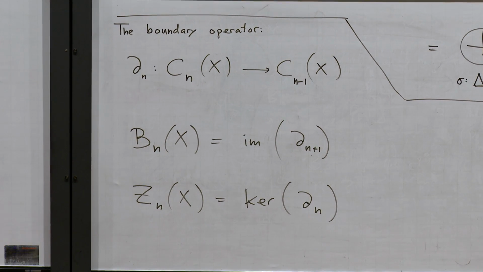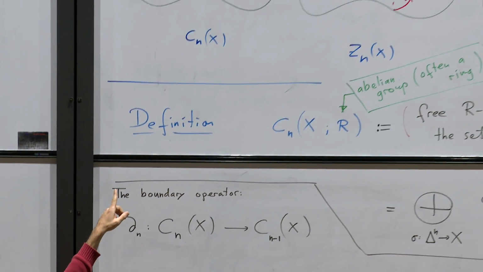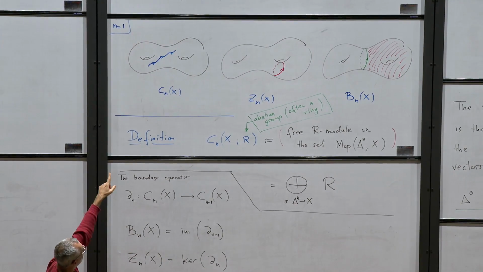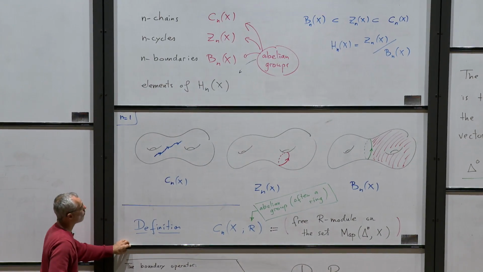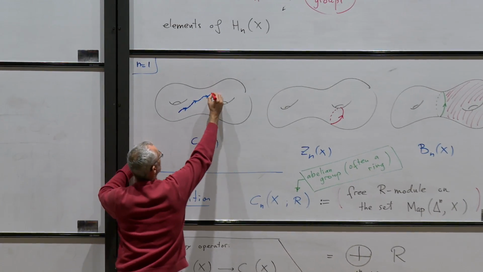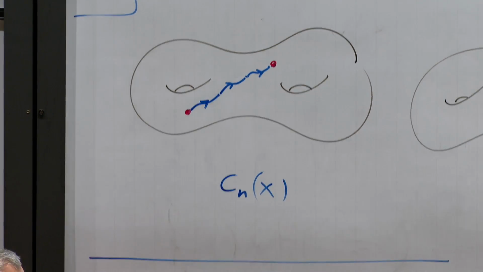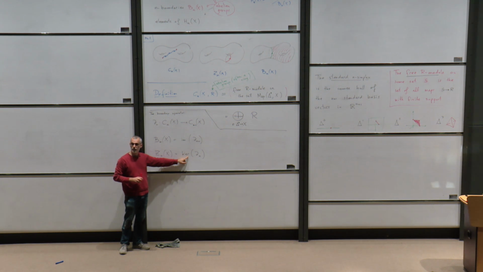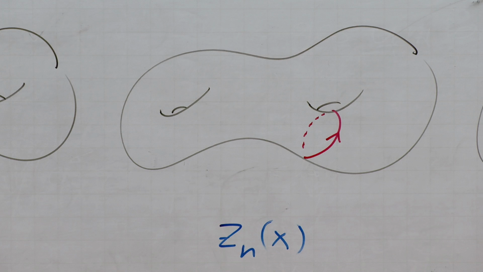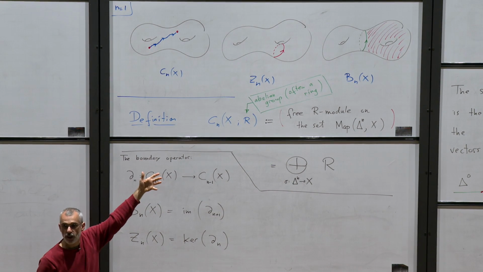What makes the picture in blue there, the leftmost, not a cycle is the fact that it has a non-trivial boundary. What is the boundary of that thing? It's this and that. So it's not in the kernel of this boundary operator. The thing in red doesn't have a boundary, so it is in the kernel. And over there, the green thing is in the image of this boundary operator.